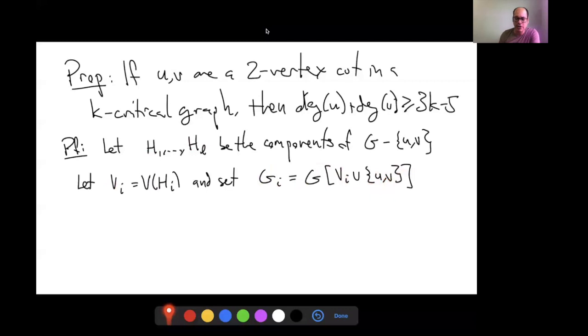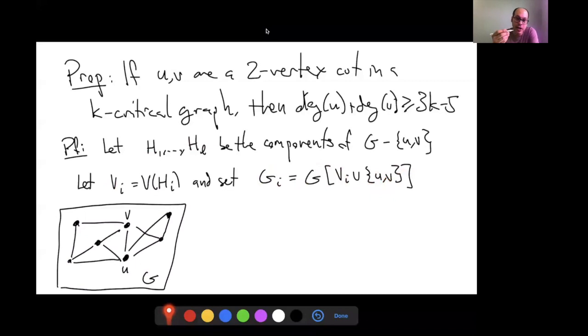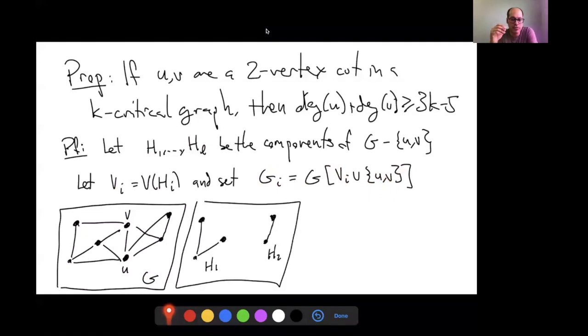Let me draw a picture so you can see. So let's suppose we have our original graph, and I have my u and my v. So in this case, what am I doing? I'm going to remove u and v, and I'm going to get a couple of components in this case. Maybe in general, I would have more components. Here, I've removed u and v, and of course, you have to remove all edges that are incident to u and v, and you get some couple of subgraphs there in this case.